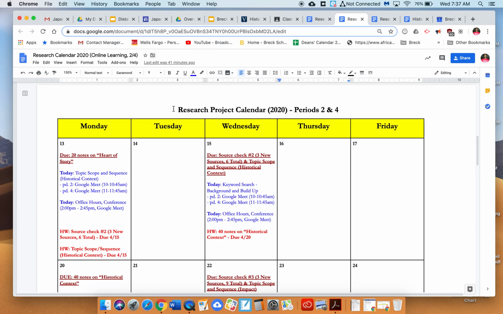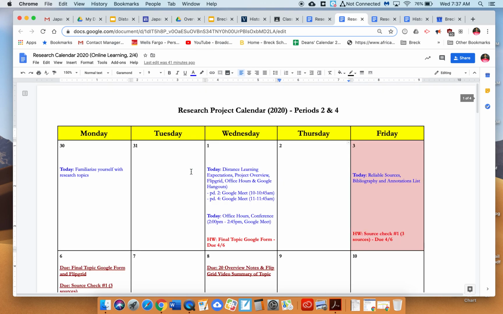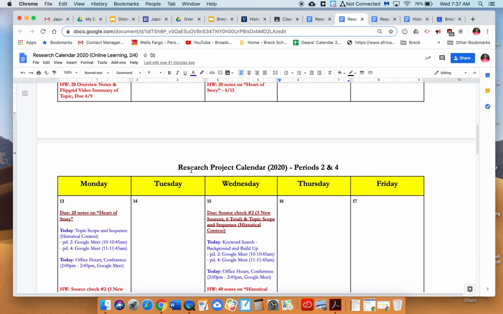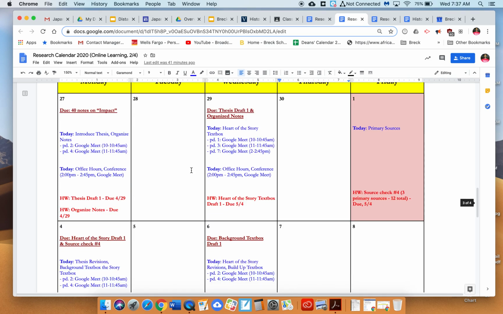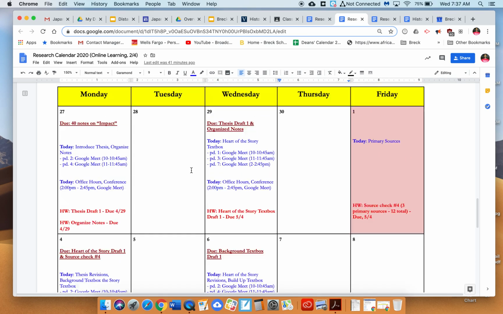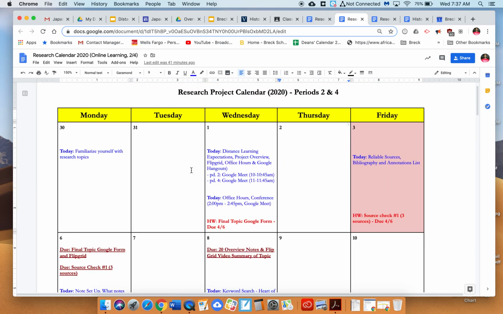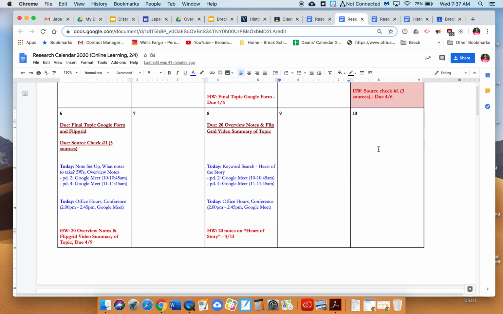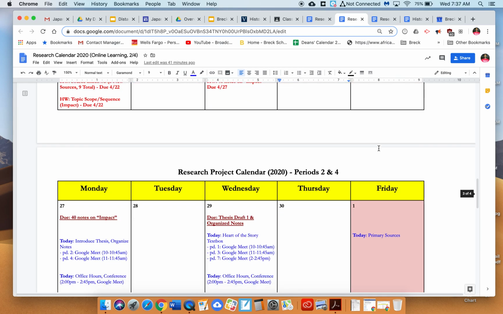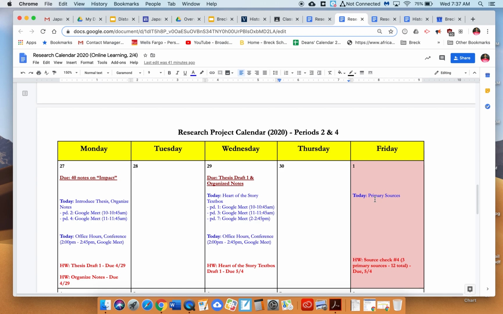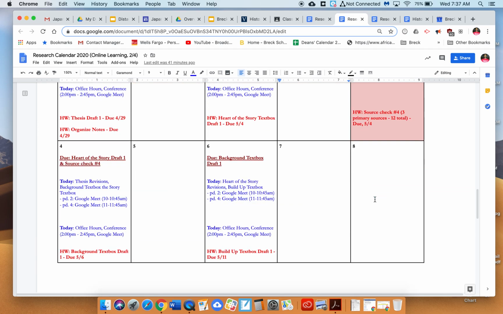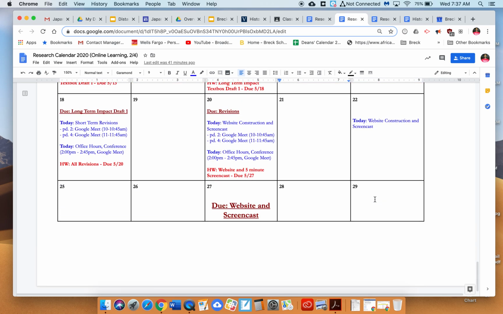This is the period 2-4 calendar, and you're going to notice that almost everything is on the days that you actually have history. So Mondays and Wednesdays. There are 2 Fridays that you will have to watch a screencast and do an assignment. This Friday, April 3rd, as well as Friday, May 1st. Other than that, everything is on the day that you have history.